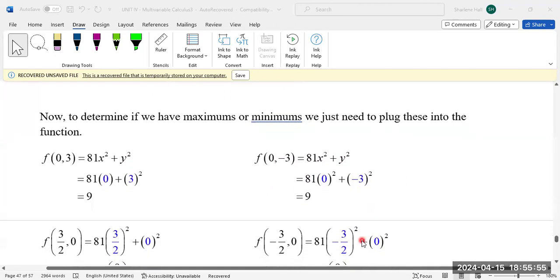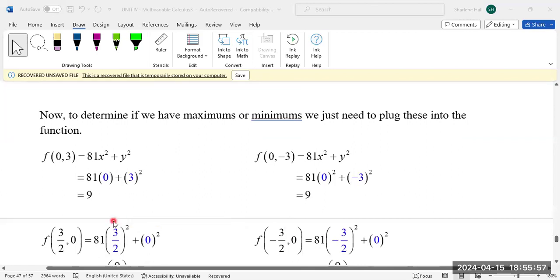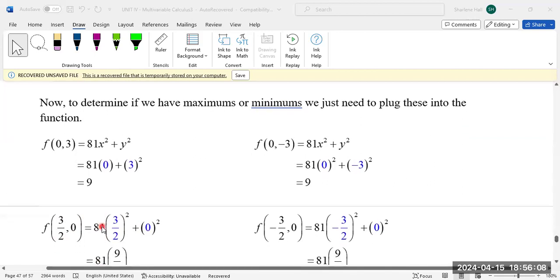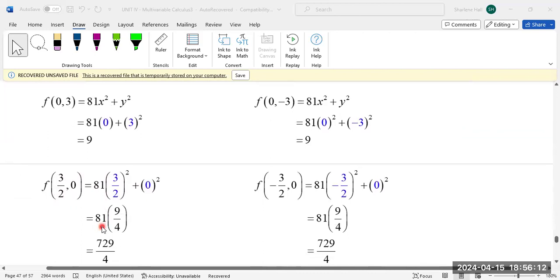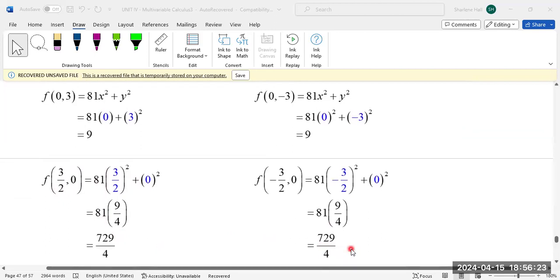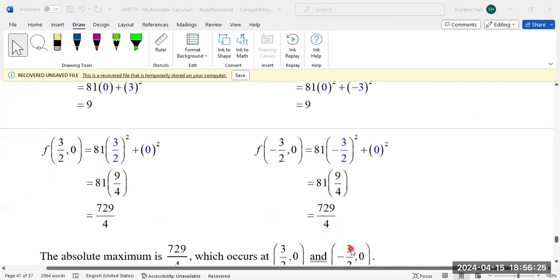And now the other set of values is going to be when it's negative 3 halves, and 0. So the y squared is 0. Negative 3 halves, positive 3 halves squared is going to be 9 over 4. 9 over 4 times 81 is going to be 729 over 4. And this one also is going to give me 729 over 4. What is this? Is that a maximum or a minimum? Maximum.